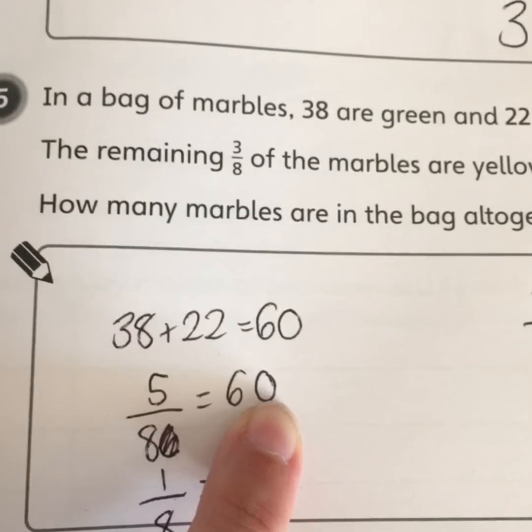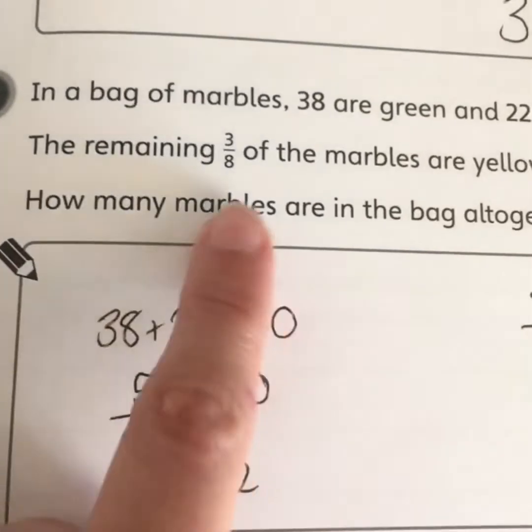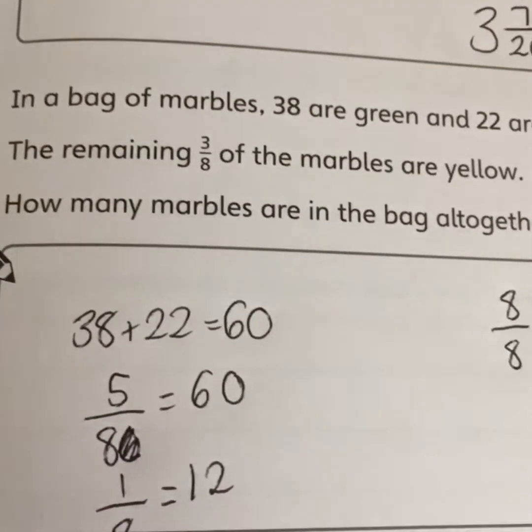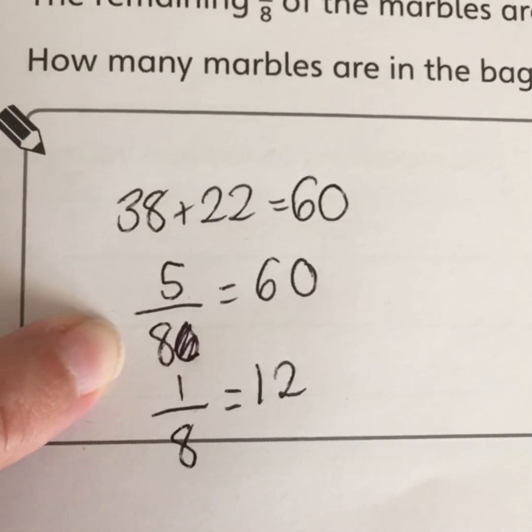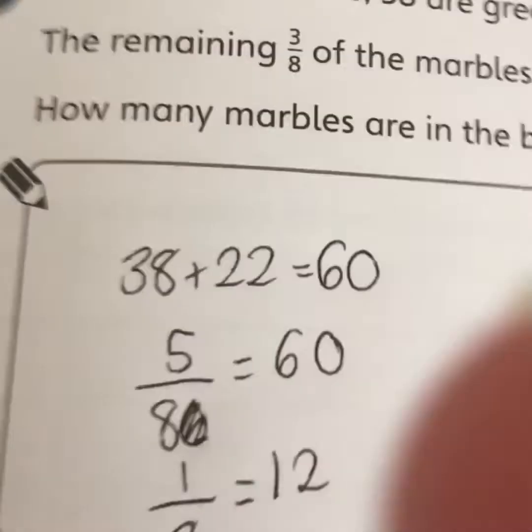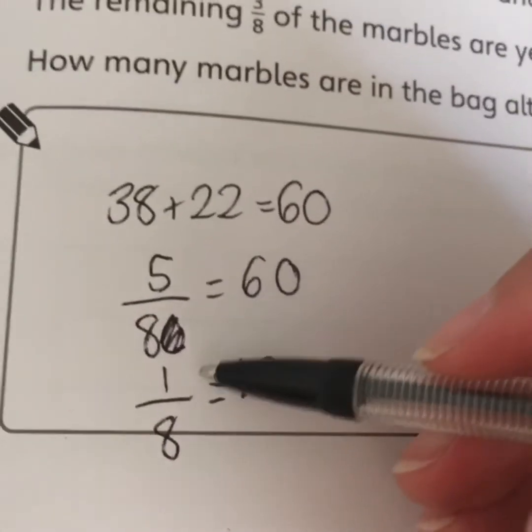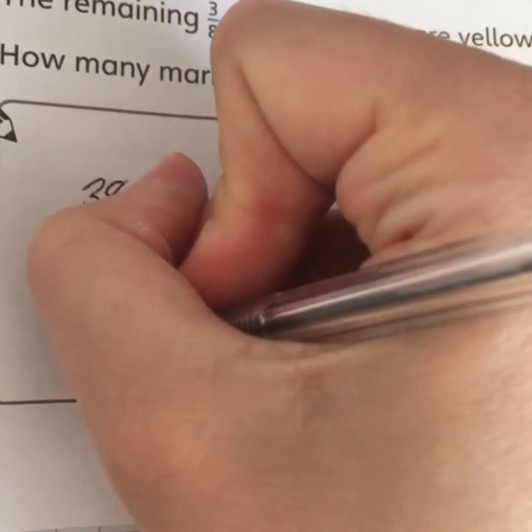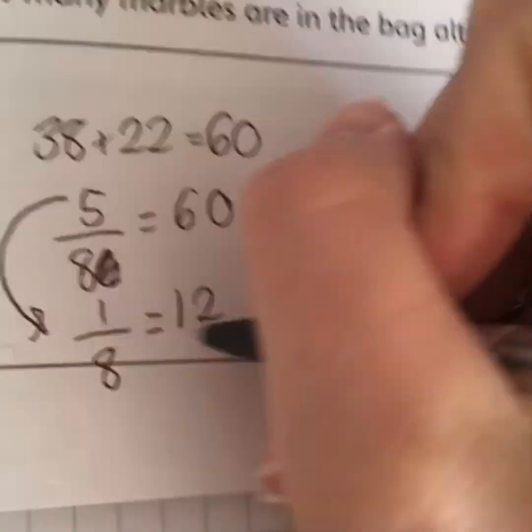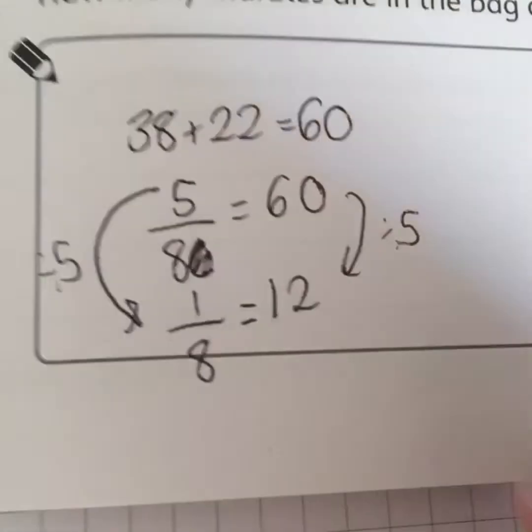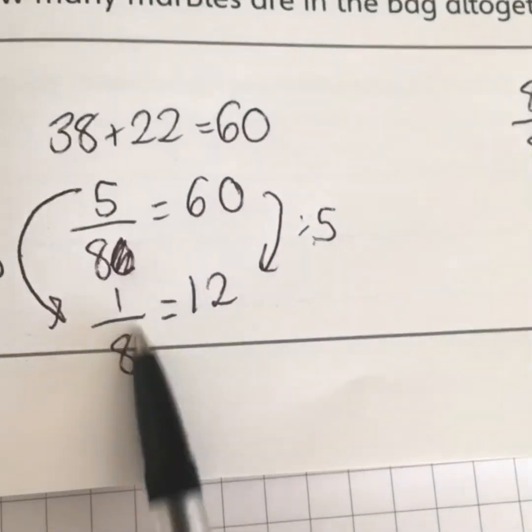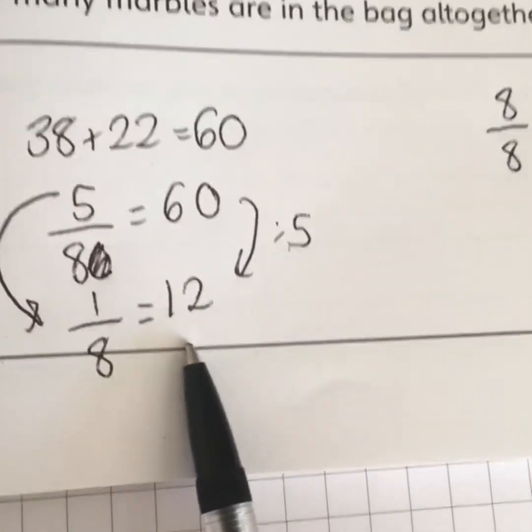Right. So if I know what 5/8 is, how can I work out what 3/8 is going to be then? Well, I'm going to use my fact that 5/8 of this bag is 60 marbles. And I'm going to work out then what 1/8 is. So I divide 60, which is 5/8, by 5 to work out what 1/8 would be. If I divide 60 by 5, I'm going to get 12. So 1/8 of this bag of marbles is 12 marbles.